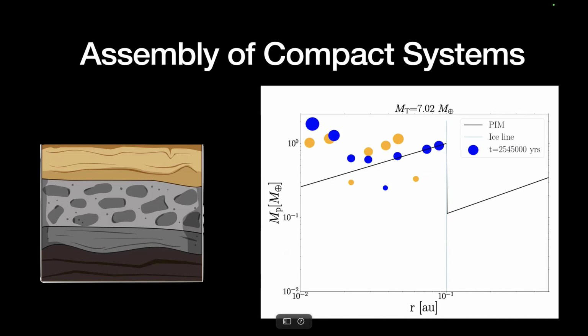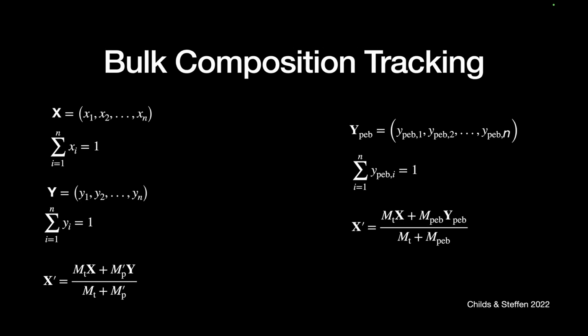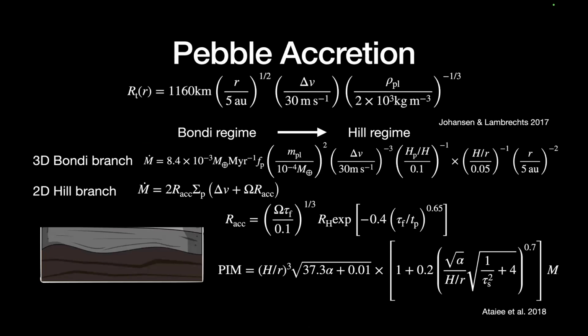May I ask about the same plot? Why is the pebble isolation mass discontinuous at the ice line? That should depend only on the ability of the planet to carve a gap, right? It depends on the Stokes number as well. Yeah, it's two different Stokes numbers.